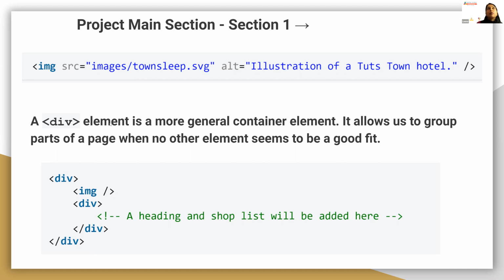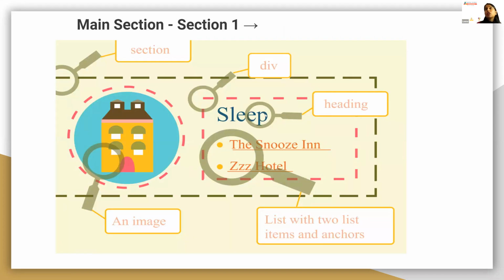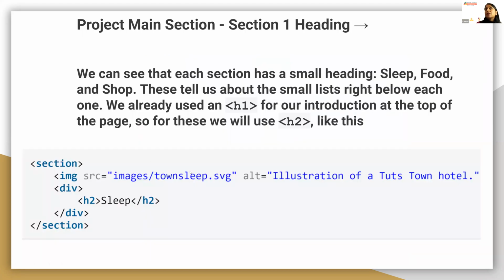All right, and we have already discussed that in each section we have an image and then we have a div tag. The div tag contains a heading and we have a list over there with 2 list items and the anchors. We are going to make these anchors basically linkable links inside this section. All right, so let's add all of those things to all 3 sections. So let's go back into the REPL and finish that off.